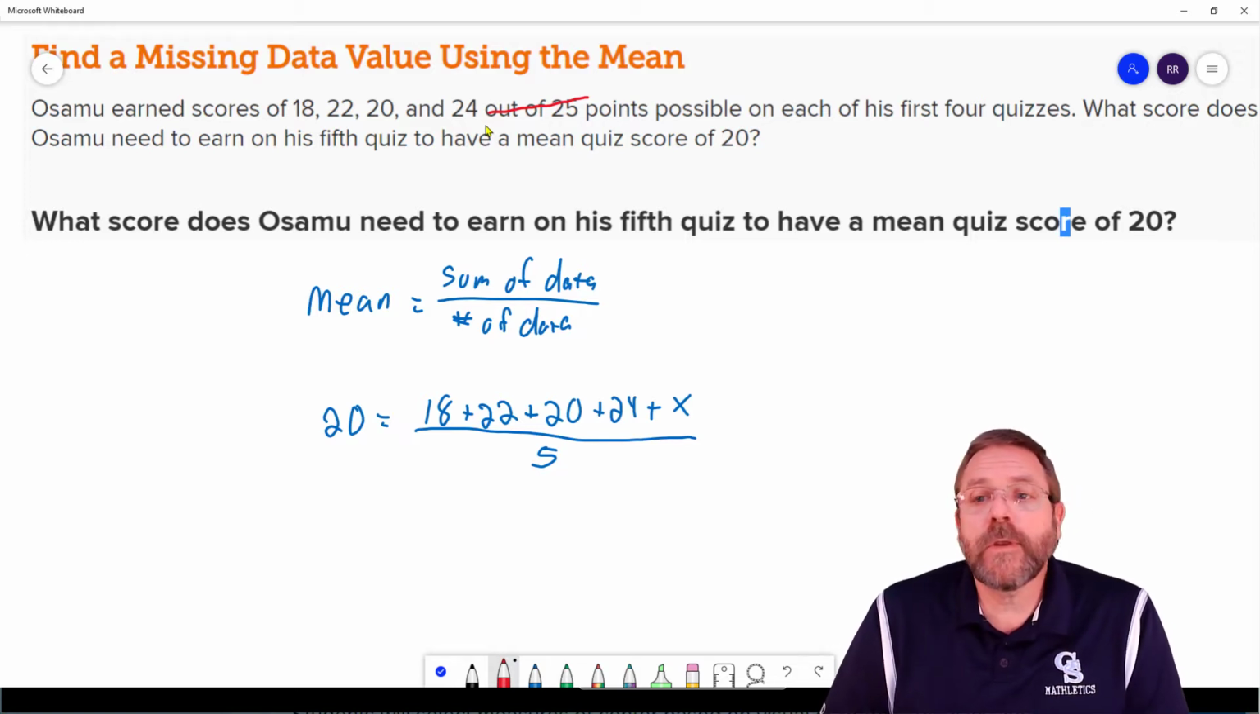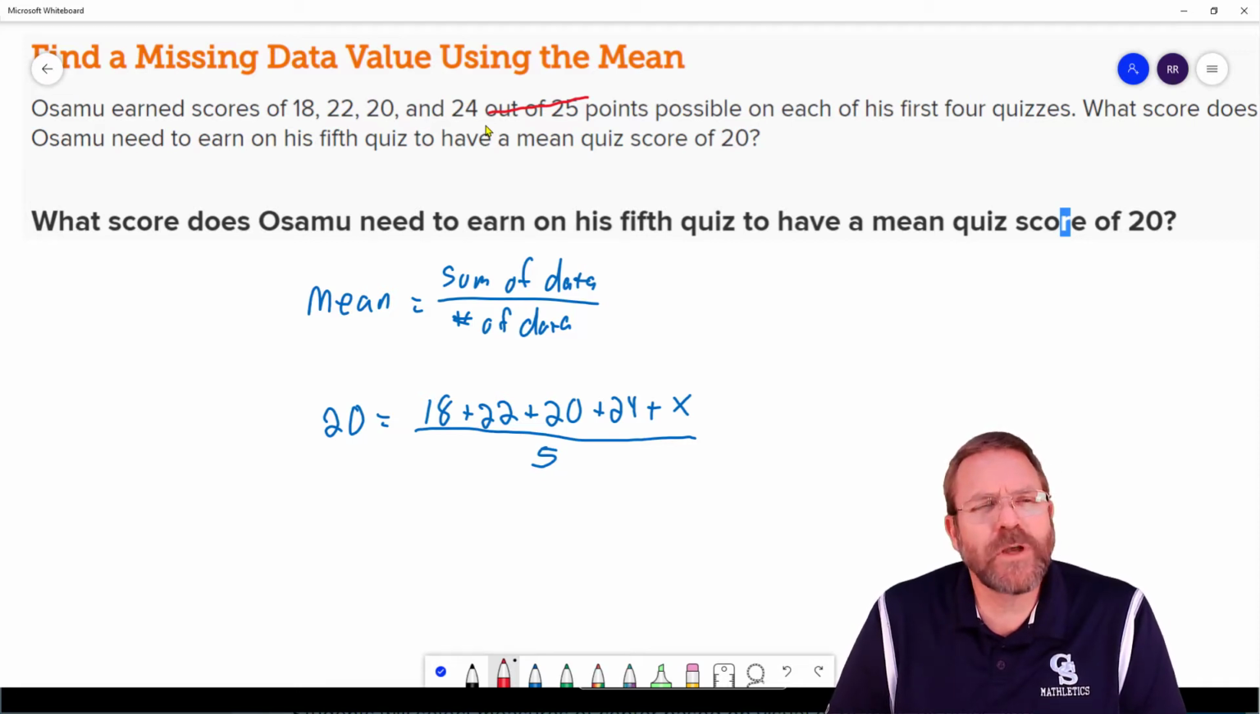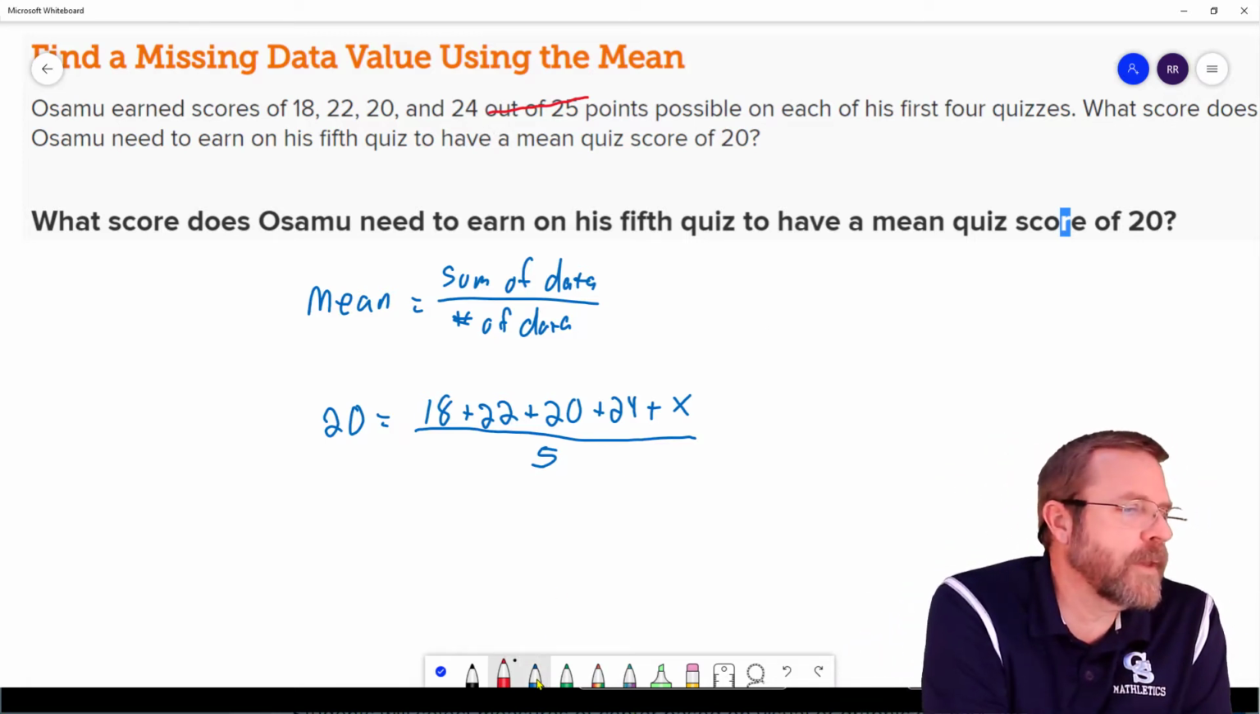It continues, asking what score does Usamu need to earn on his 5th quiz to have a mean score, or an average score, of 20? That would be a 20 out of 25, which also is known as an 80%. Usamu doesn't have a goal set very high here. But let's take a look at this anyhow.